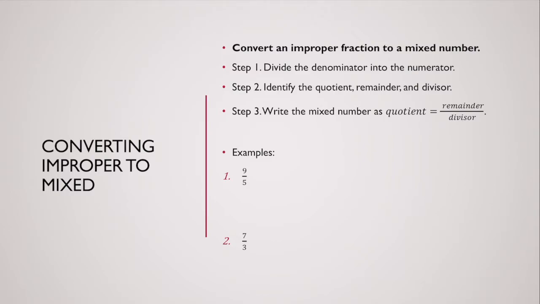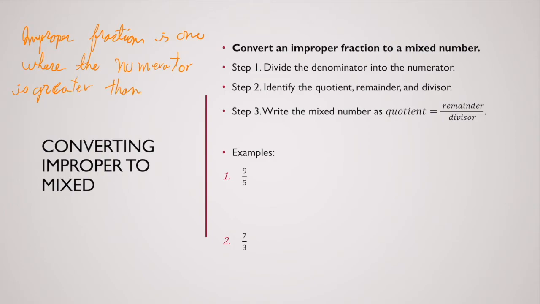Lastly, let's talk about improper and mixed fractions. So an improper fraction would probably be good to define. An improper fraction is one where the numerator, so the top of the fraction, is greater than the denominator.